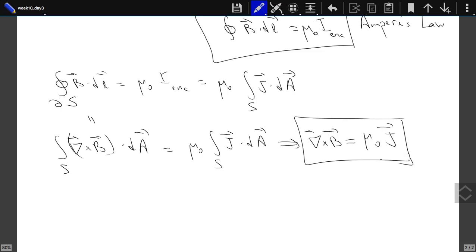This is what we will be proving. So if we can prove this, this automatically implies that the integral of B dot dl over any closed loop is equal to mu 0 times the total current passing through the loop.